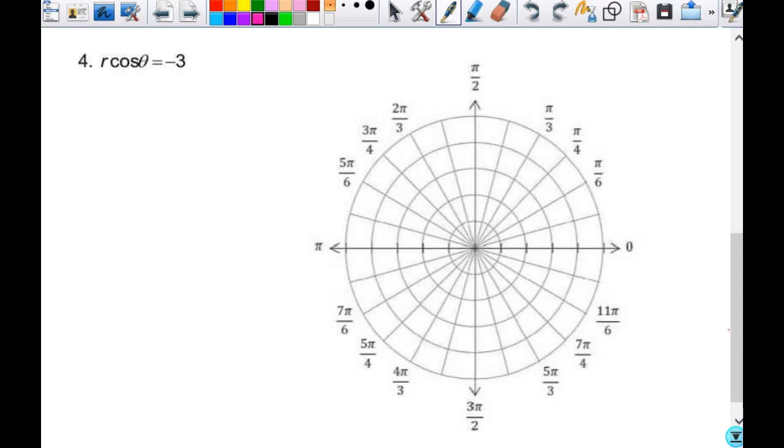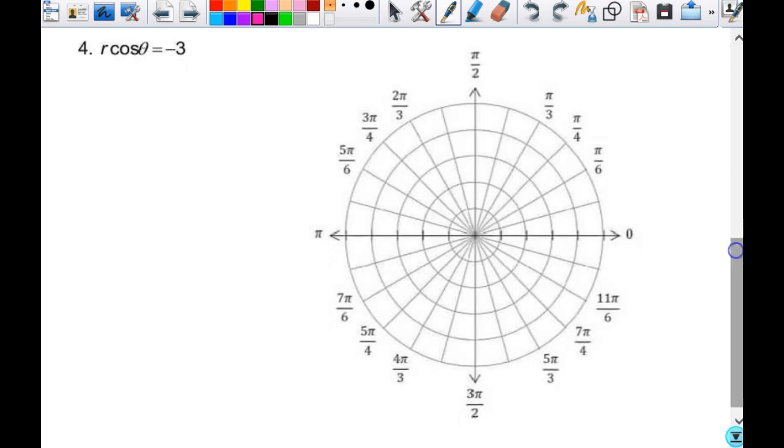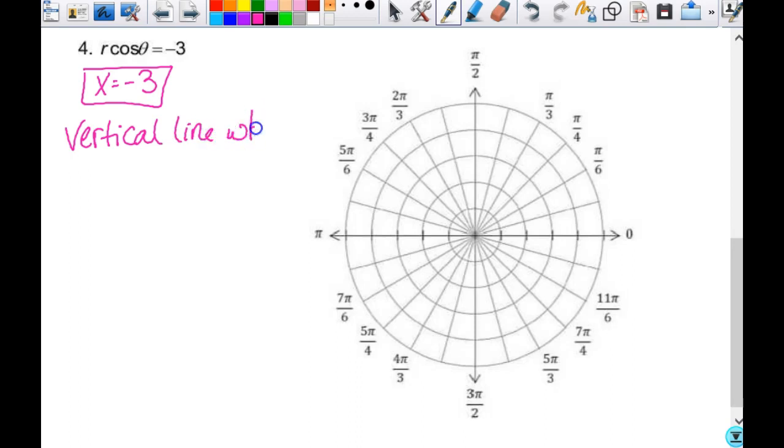All right, r cosine theta equals -3. So what can I substitute r cosine theta with? X. So I get x equals -3. So I can already describe it and just say that it is a, what kind of line? Vertical line. Where x equals -3. Now, if this was x equals positive 3, I could say that it passes through the polar axis. But it doesn't because it's only the positive side of x. All right, so x equals negative 3.